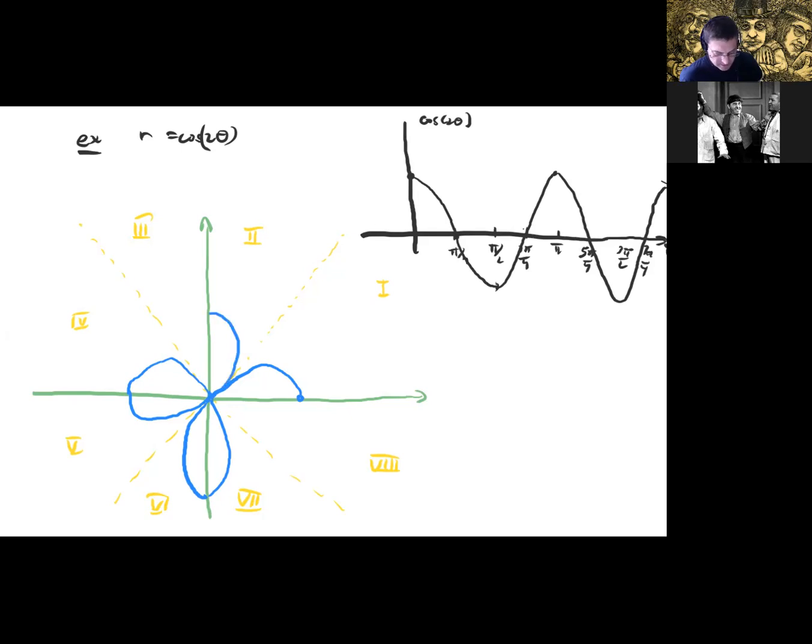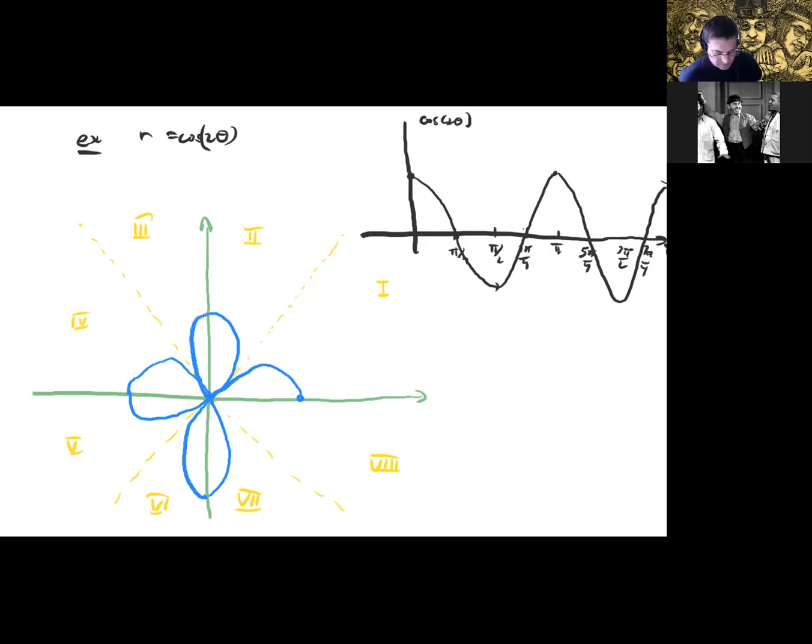Now we're in sector 7. Sector 7 is from 3 pi over 2 to 7 pi over 4. r is going from -1 to 0. So that means r is negative. So we have to go to the opposite sector, which is sector 3, and r is going from 1 to 0 in sector 3.